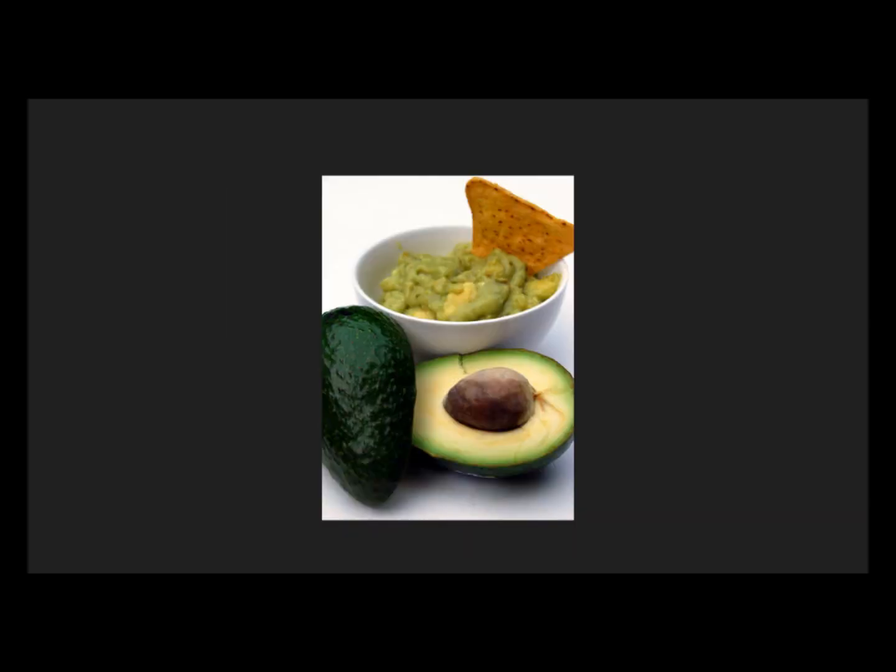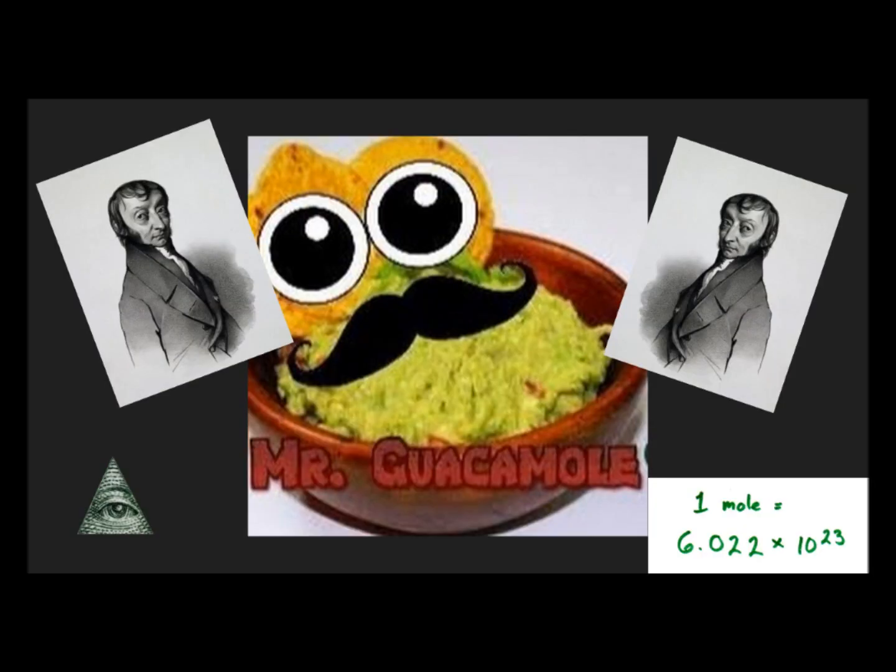Last question. How many molecules are in a bowl of guacamole? Avocado's number.